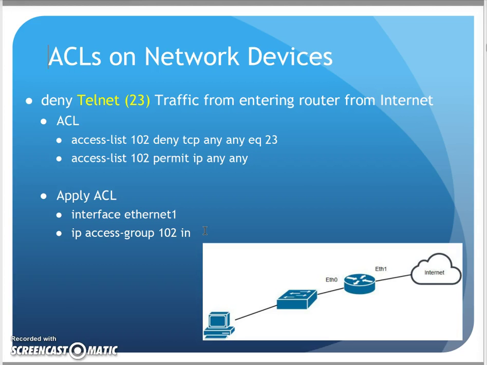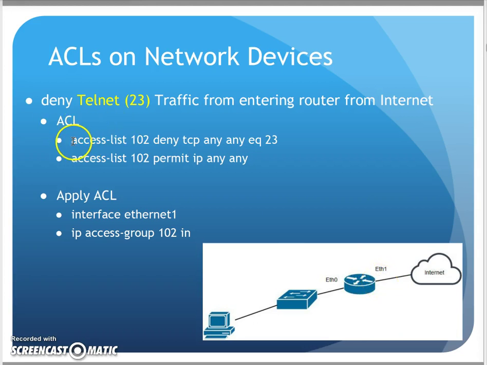So if I want to deny Telnet traffic from entering the router from the internet, so I'd have Telnet traffic coming from the internet, somebody trying to hack into my network, it's going to come into this interface and I want to stop it right there. So I want to put a rule right there that says, hey, don't get into my network.